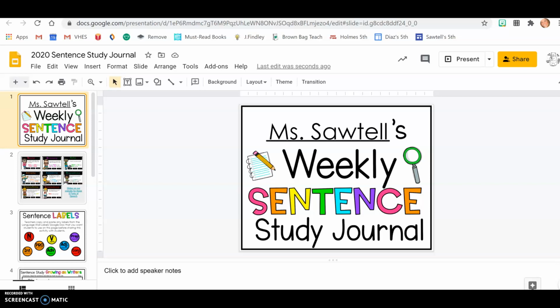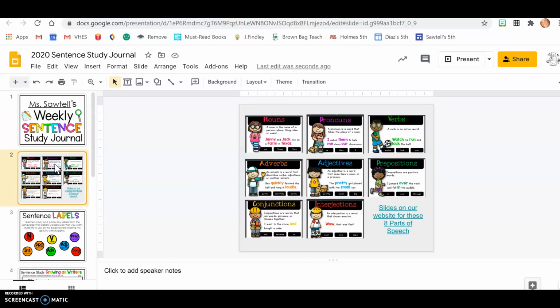So this week, we're going to look at the parts specifically in our sentences, because parts of speech, being the words that we say or write, are in sentences. So let's find the parts today. Our parts can be nouns, pronouns, verbs, adverbs, adjectives, prepositions, conjunctions, or interjections.